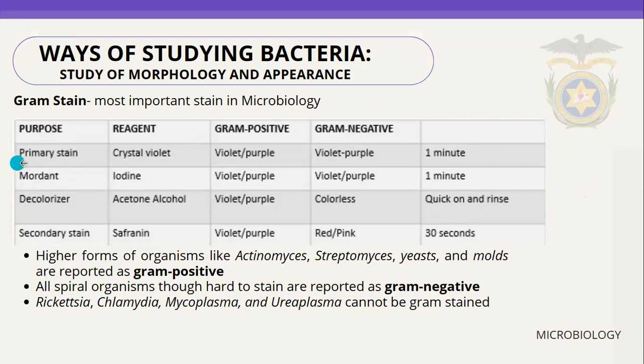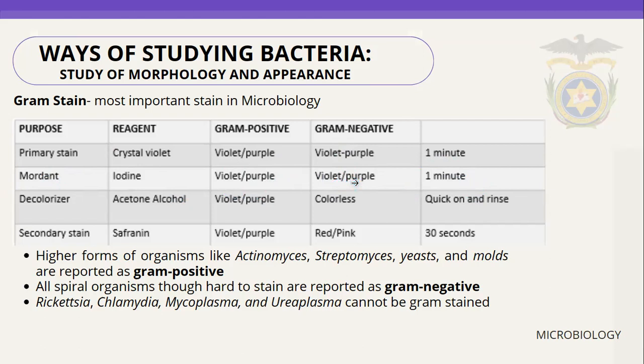Our primary stain is crystal violet, and gram-positive will appear violet or purple. Gram-negative will also appear violet or purple, and we use our primary stain for 1 minute. Next, we use our mordant, which is the iodine, for 1 minute, and gram-positive still appears violet or purple, and gram-negative violet or purple.